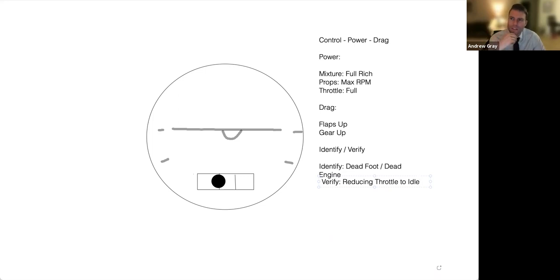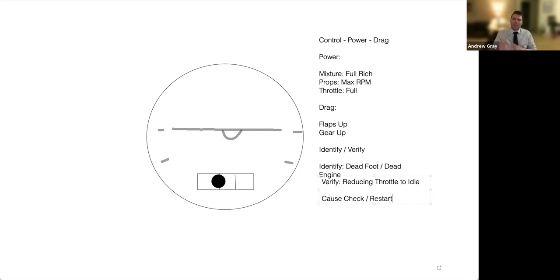Now, later on, when we start talking about engine failures that you give to yourself, like if you're in cruise flight and you recognize that your oil pressure has dropped off, your temperature's through the roof, and you're planning to do an intentional in-flight engine shutdown, bringing your throttles to idle is a very nice thing to do to yourself, because it makes it easier to control. But so we identify dead foot, dead engine, verify, reduce the throttle to idle, and then we're going to do a cause check and restart.